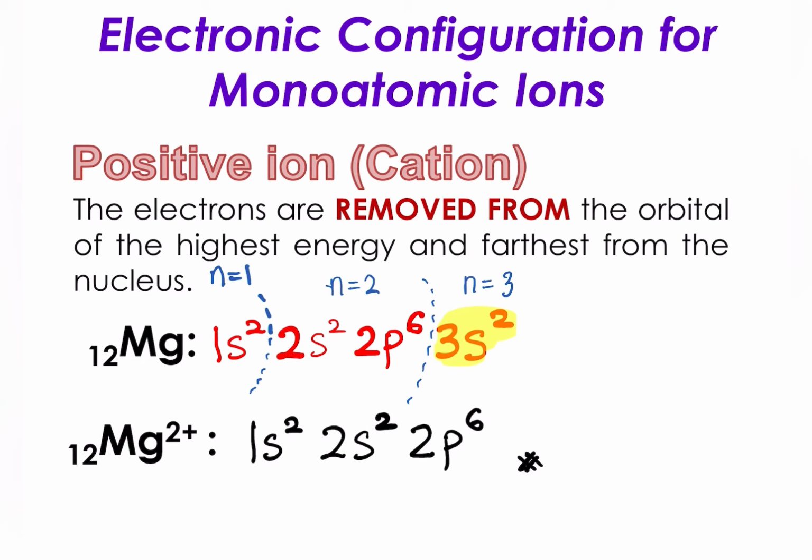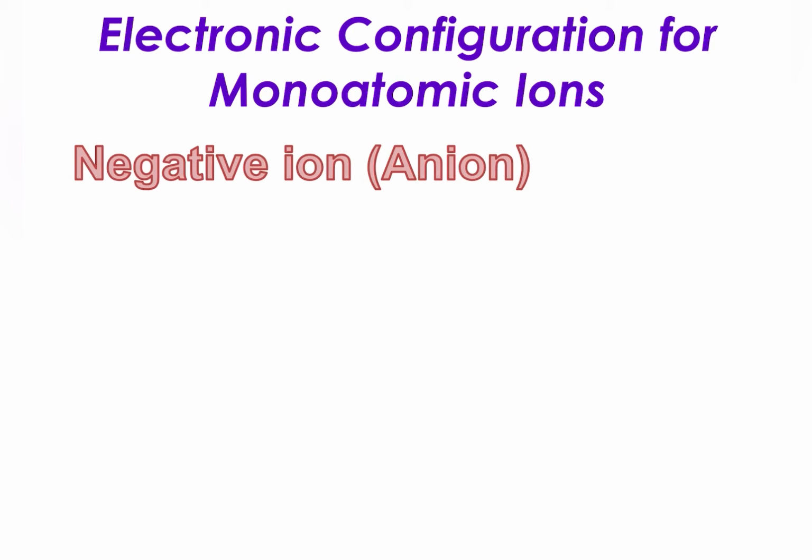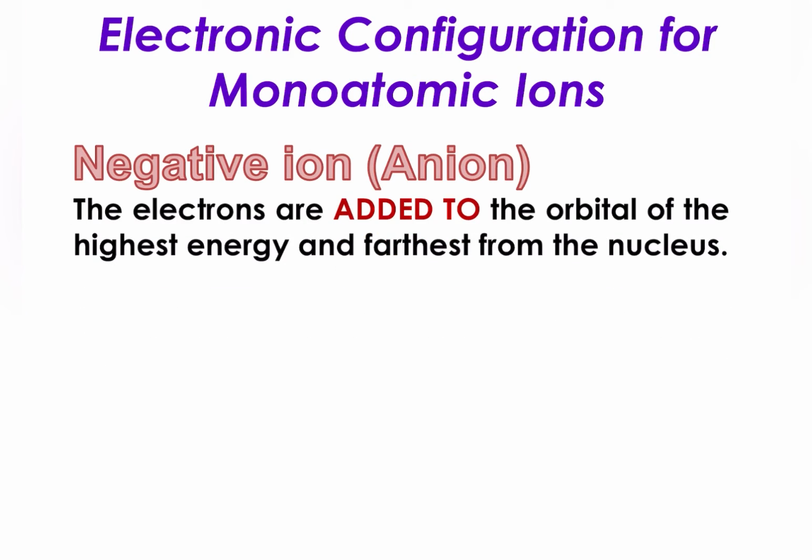Now we go for the next example, negative ion, or we know as anion. So electrons are added to the orbital of highest energy from the nucleus. So it means that, for example here, I got my oxygen, where oxygen has 8 electrons. So I write the normal SPDF for neutral oxygen atoms. So I got 1s2, 2s2, 2p4. So 8 of them.